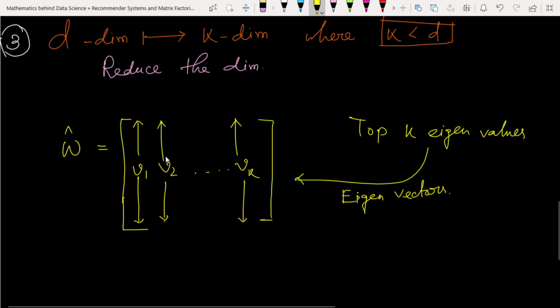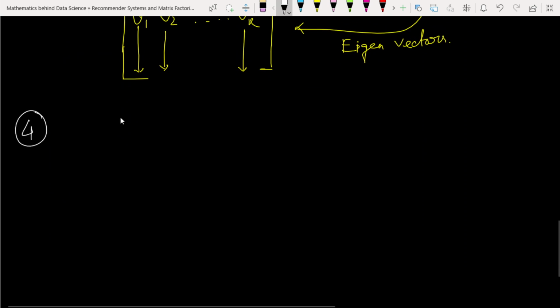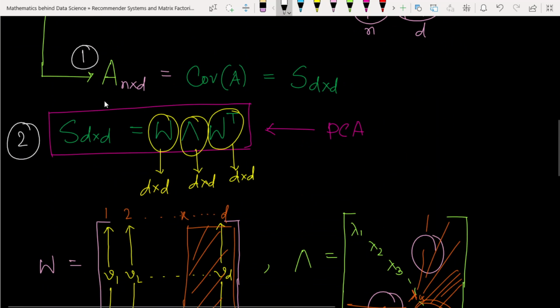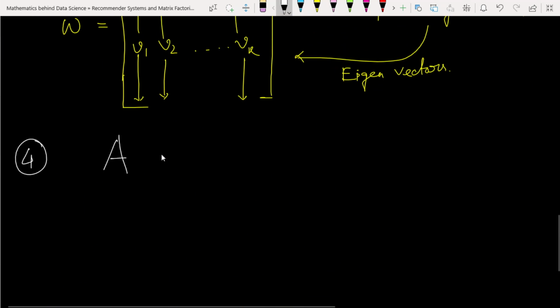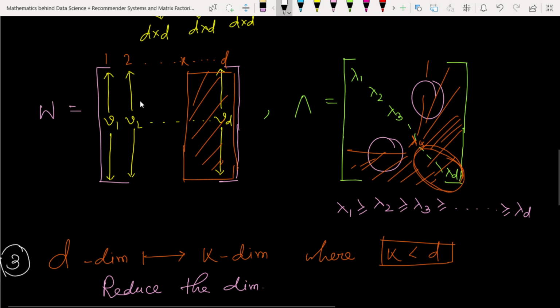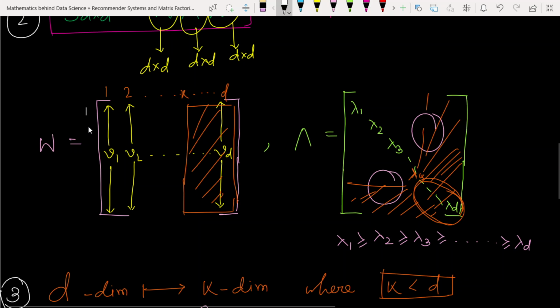Okay, now in the fourth step, we got A. A will be our matrix. Now, what will the value of A be? It is n cross D, and the value of the W that we got here. What is the value of D? How many dimensions do they have? W is D cross D, meaning they have D dimension. So we will neglect this K.